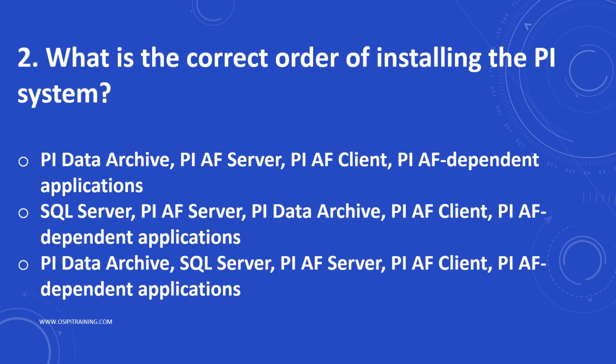What is the correct order of installing the PI system? PI Data Archive followed by PI AF Server, PI AF Client, PI AF Different Applications, or SQL Server, PI AF Server, PI Data Archive, PI AF Client, PI AF Different Applications, or PI Data Archive, SQL Server, PI AF Server, PI AF Client, PI AF Different Applications. The answer would be SQL Server. First install the SQL Server, followed by PI AF Server, followed by PI Data Archive, PI AF Client, PI AF Different Applications.